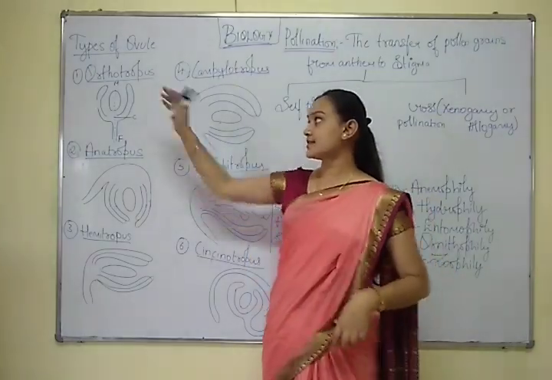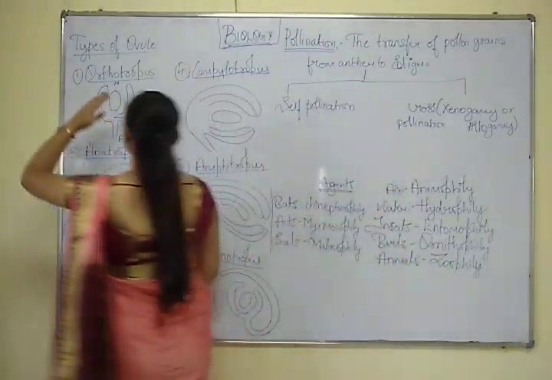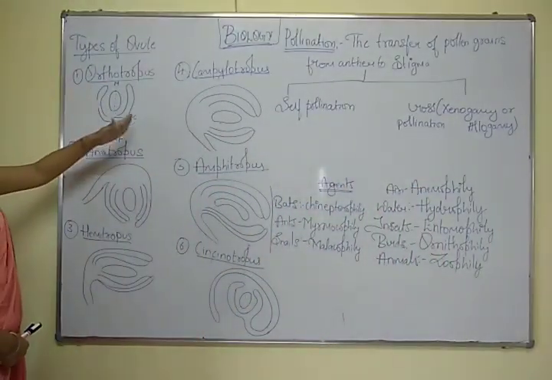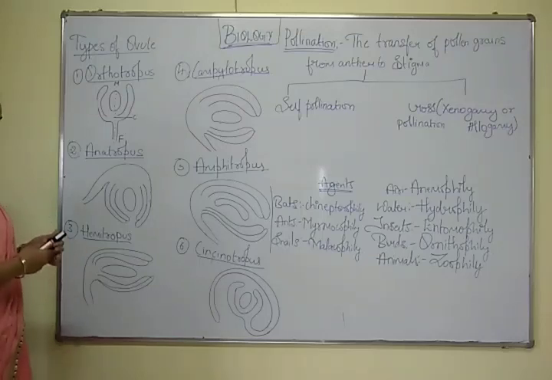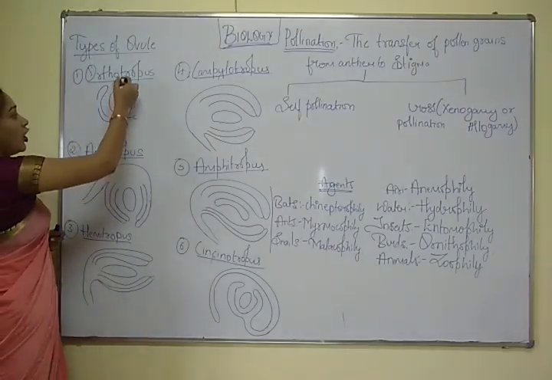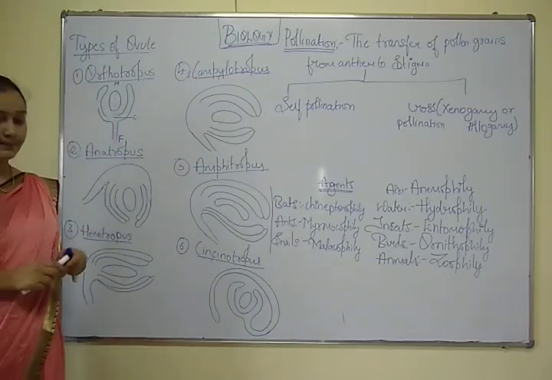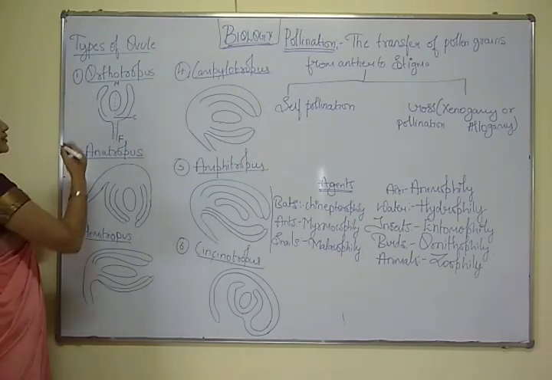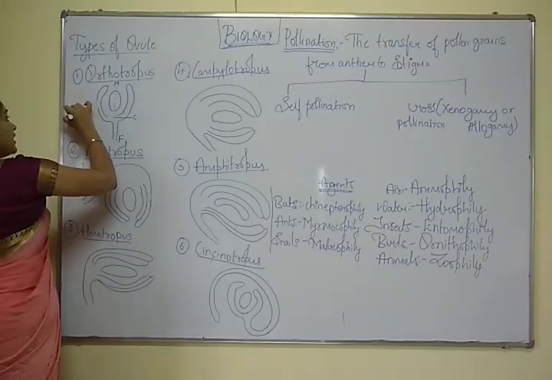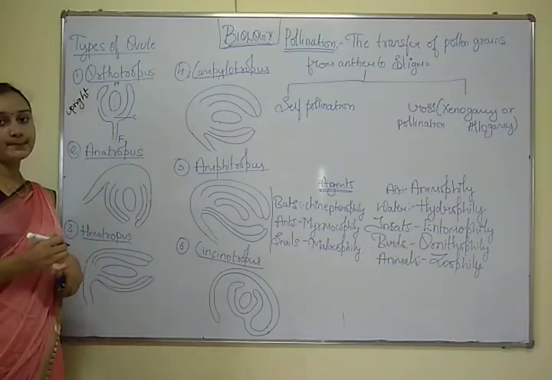The first type of ovule is the orthotropous ovule. Here the micropyle, chalazal end and the funicle end all are in the same plane. So that is called an orthotropous ovule. It is also called an upright ovule.